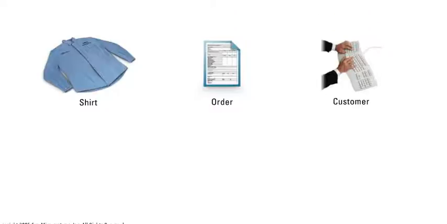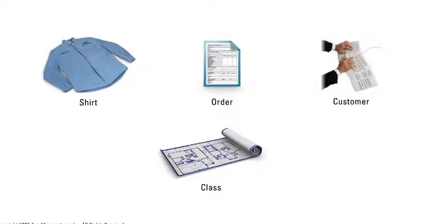Okay, we've now identified the objects that we're going to have in our system, but we're not done yet. We now have to design our classes. Well, what's a class? A class is a blueprint for creating our objects.